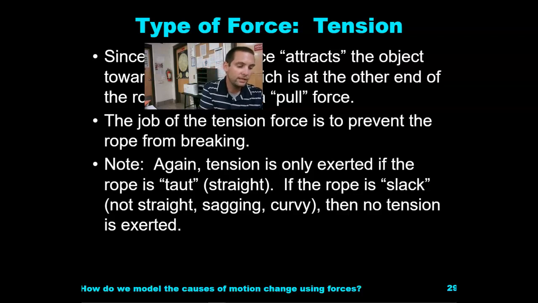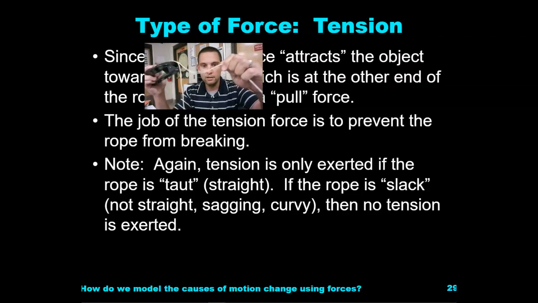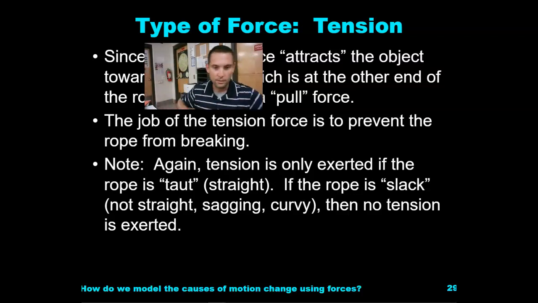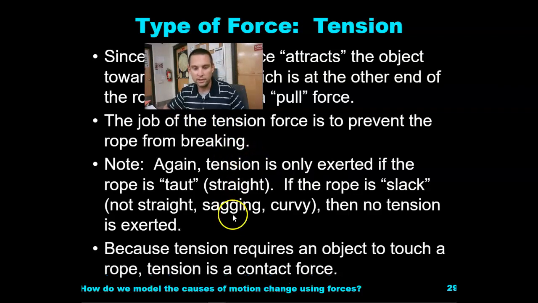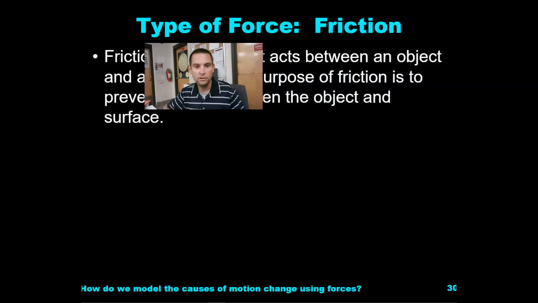Tension is only exerted if the rope is taut or straight. So to see what a taut rope would look like, I have this. Not taut, taut. Not taut, taut. If the rope is slack, then no tension is exerted. Because tension requires an object to touch the rope, tension is a contact force.